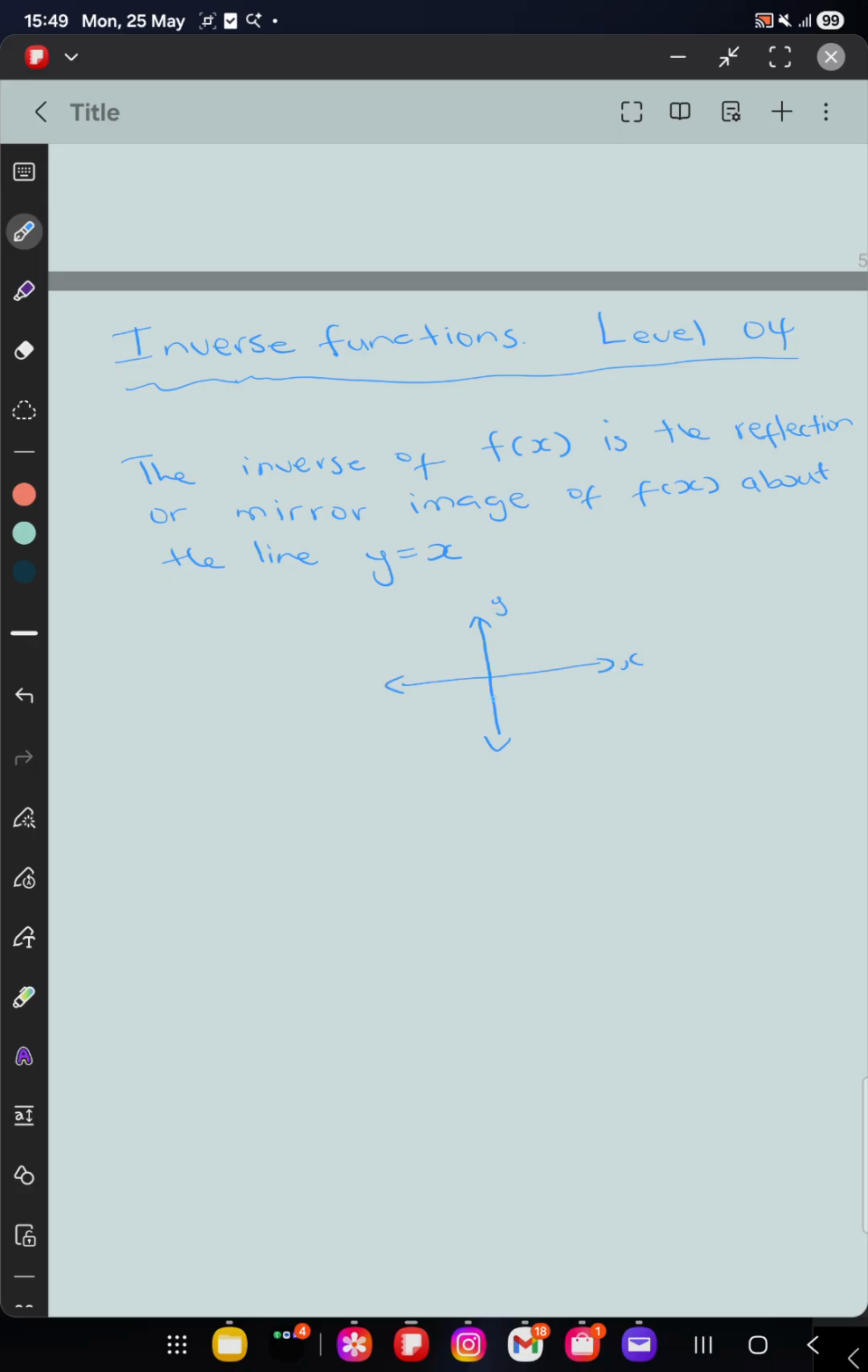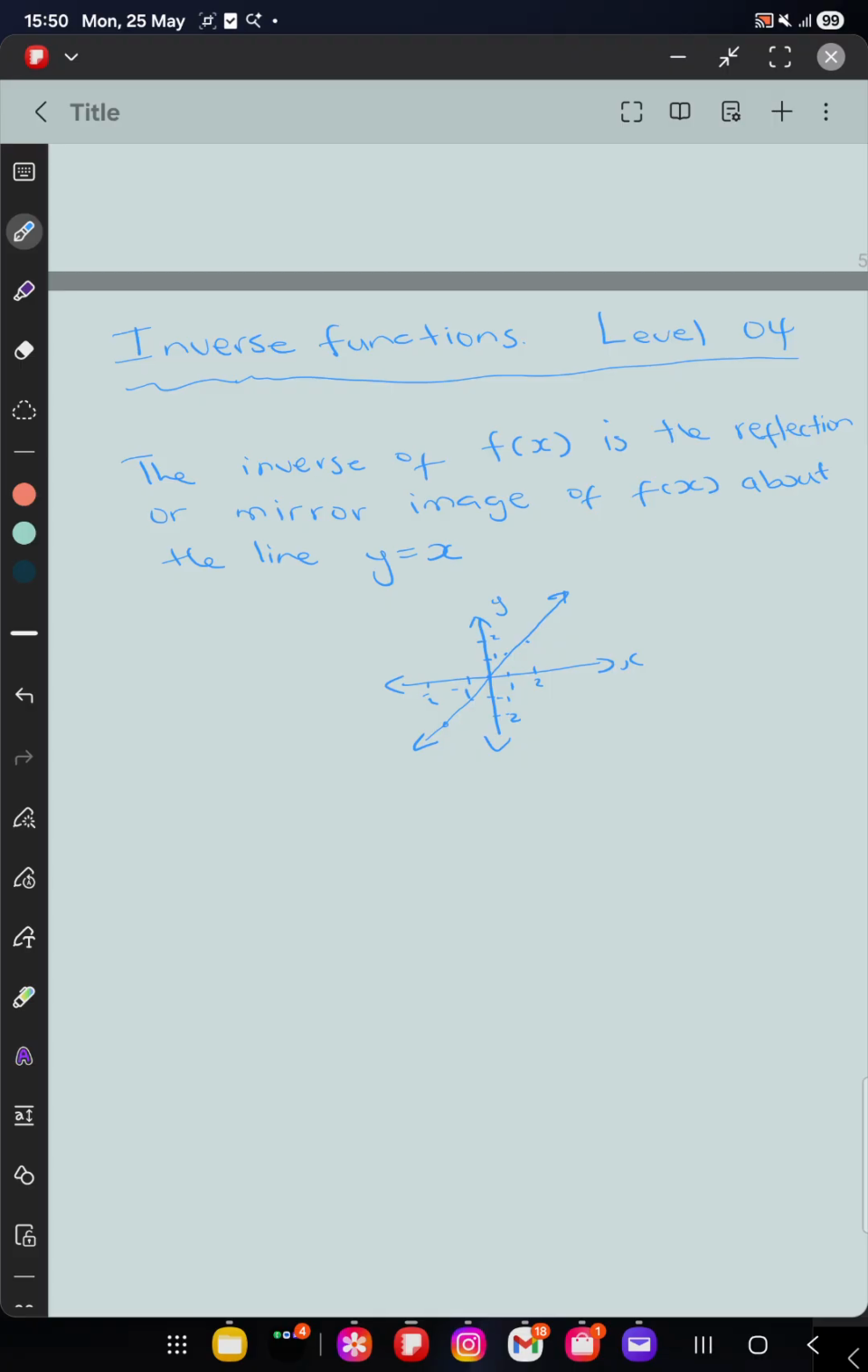my Cartesian plane, the line y equals x passes through every point where x and y are equal. So it will pass through (1, 1), (2, 2), (0, 0), (-1, -1), (-2, -2). So it will be something like this. This will be our mirror.